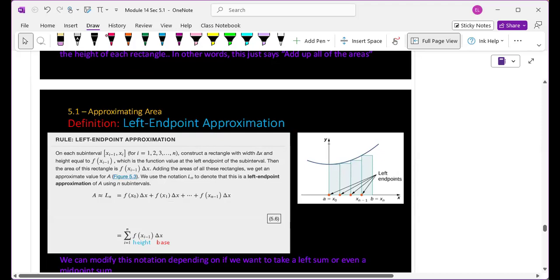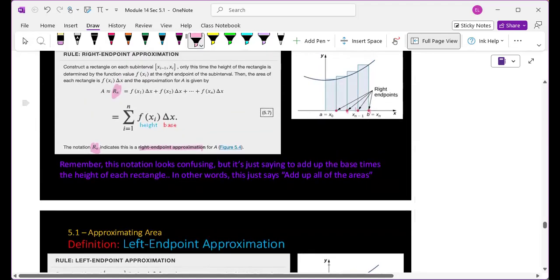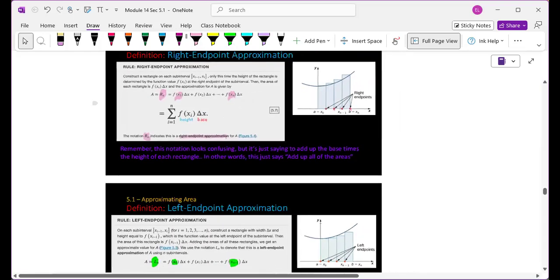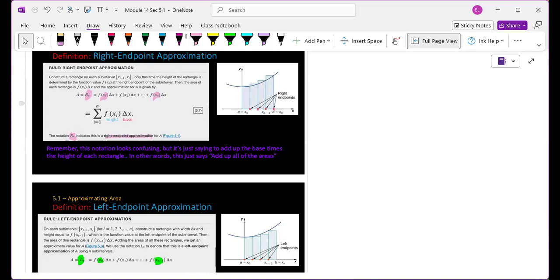We can do the same idea for the left endpoint. The big thing to note though is when we're doing the left, we're going to use X sub 0, and we're going to stop at X sub n minus 1. When we go back and look at the right one, we started with X sub 1, and we ended up using all the way to X sub n. But really, those are just two different ways to pick rectangles and add them all up.